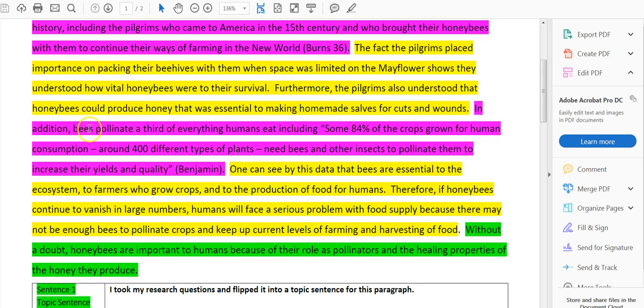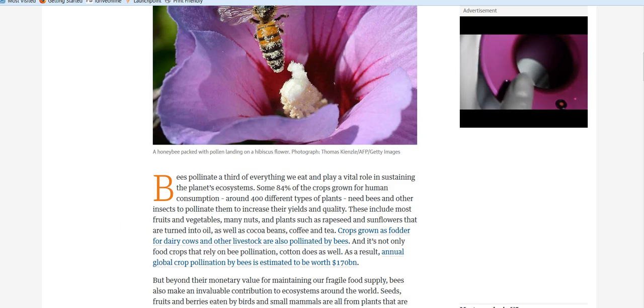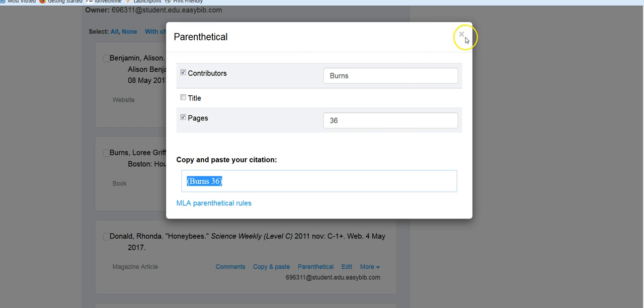In addition, bees pollinate a third of everything that humans eat, including some 84% of the crops grown for human consumption. Around 400 different types of plants need bees and other insects to pollinate them to increase their yields and quality. The quotation marks go around the part I've copied directly, but the period will still go at the end of the parentheses. Again, how do I know what to do?